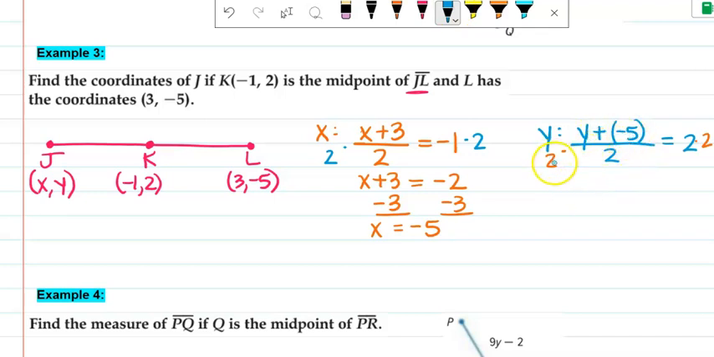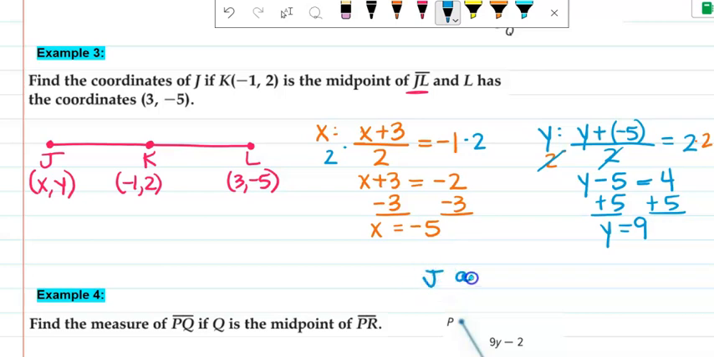So the 2's would cancel. So y plus -5 is really just y minus 5. When we have a plus sign and a minus sign, the minus sign is stronger and takes over. And then equals 4. Add 5 to both sides, and our y coordinate is 9. So, what did we call it? J. We need J. So we can write our final answer. J is at -5, 9.